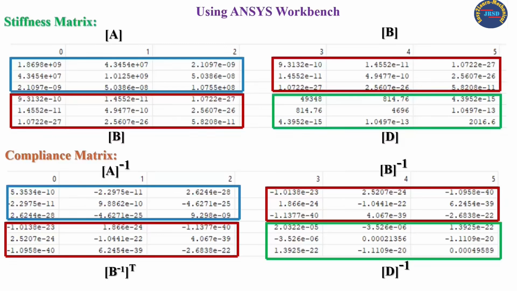This is the result obtained using ANSYS workbench. The top one is the stiffness matrix and the bottom one is the compliance matrix. The blue color indicates the A matrix, the red color indicates the B matrix, and the green color indicates the D matrix. Likewise in the compliance matrix, the blue color indicates the A inverse matrix, red is the B inverse matrix and B inverse transpose matrix, and green shows the D inverse matrix. These are the results obtained from ANSYS workbench.